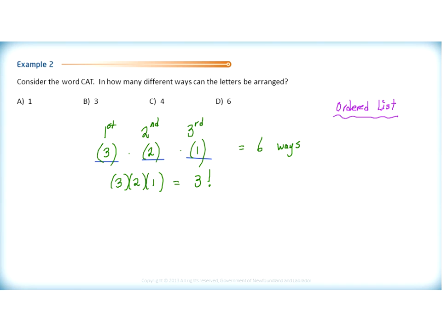So if I start off with the letter C, for example, then the other letters would have to be A and T. Or I could use C, T, and A. If I begin with the letter A, then I could use C and T, or A, T, and C. If I began with the letter T, then I could use A and C, or C and A. So again, this is an ordered list to represent the 6 different ways in which the letters of CAT can be arranged.